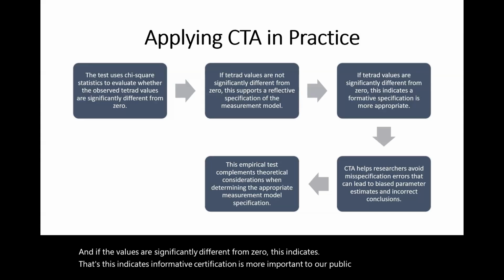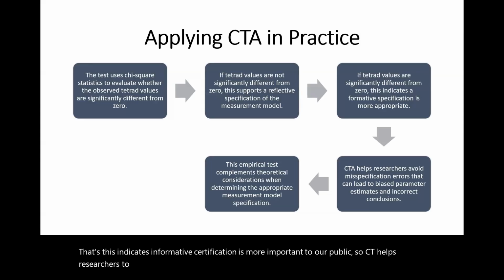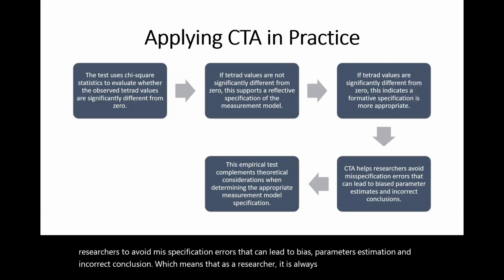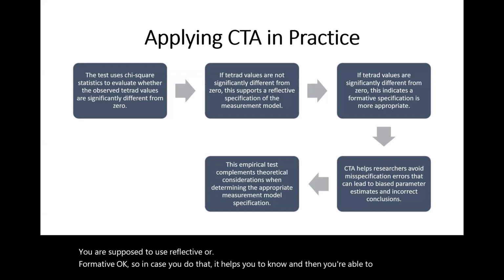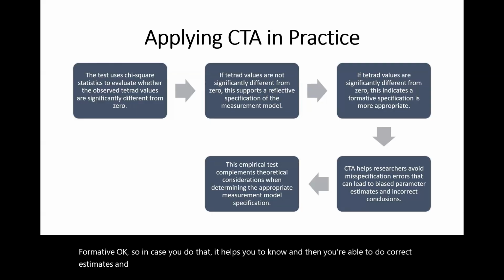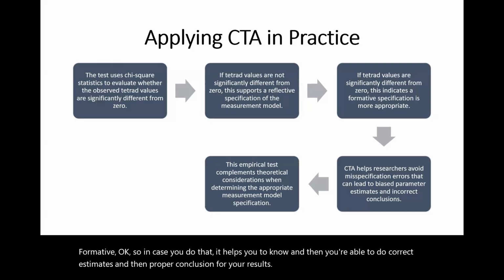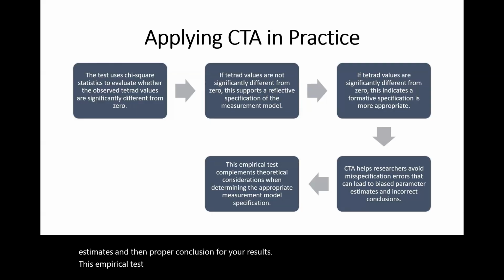So CTA helps researchers to avoid misspecification errors that can lead to biased parameter estimation and incorrect conclusions. It means that as a researcher, it is always important that you assess the CTA to know whether you are supposed to use reflective or formative. In case you do that, you're able to do correct estimates and proper conclusions for your results. And this empirical test complements theoretical consideration when determining the appropriate measurement model.